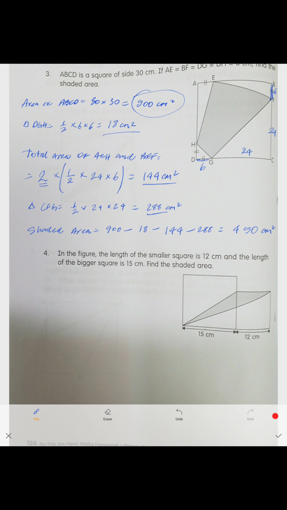Alright, how are we gonna do that? Well, if this is 15, then this side is also 15, right? If this is 12, this side is also 12.